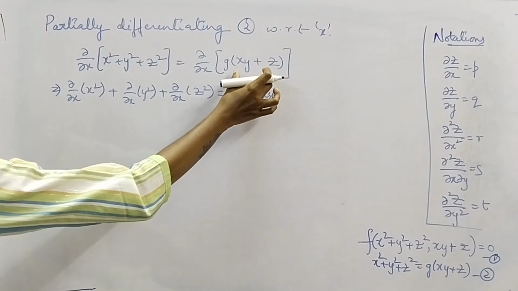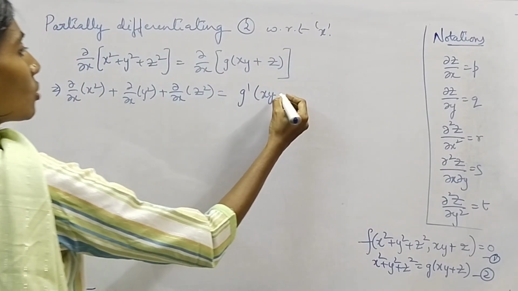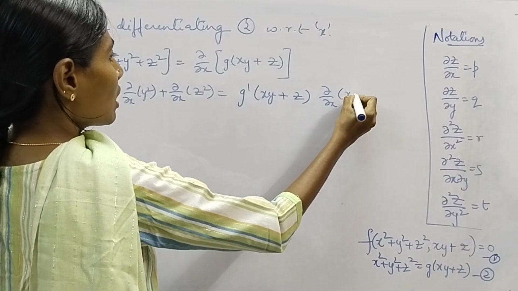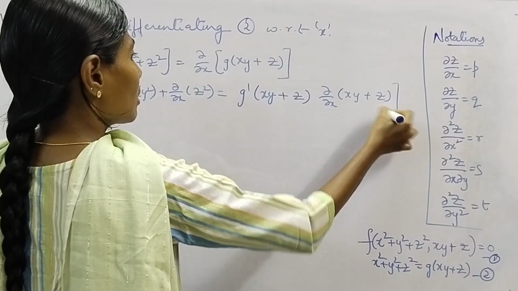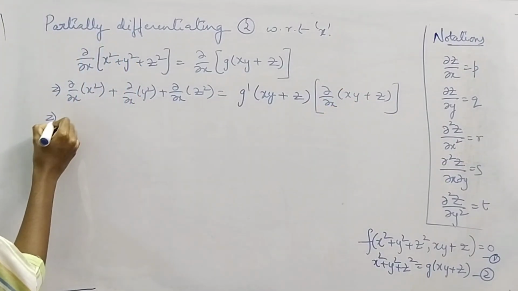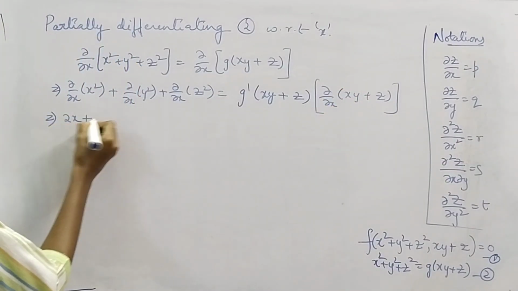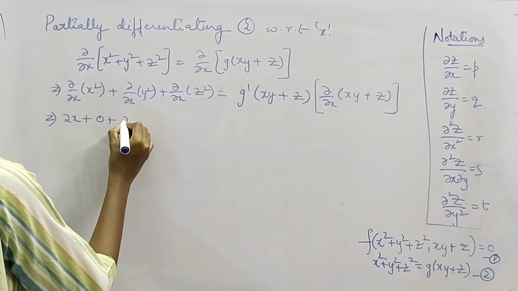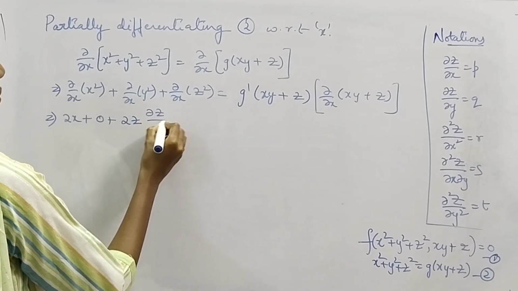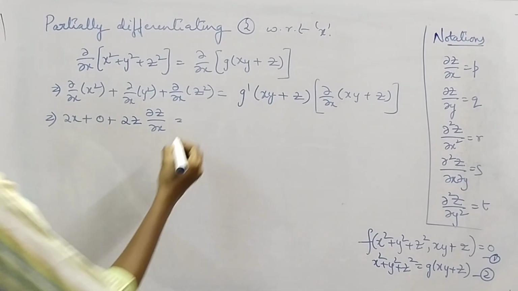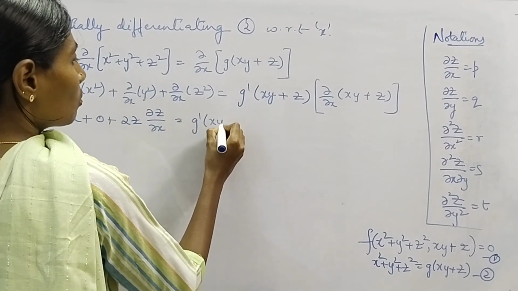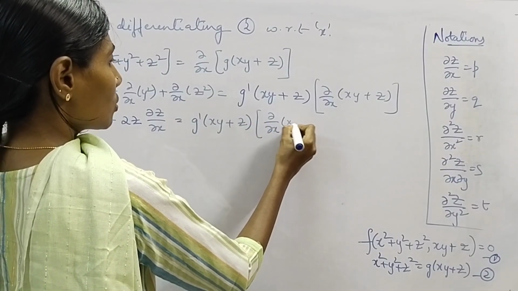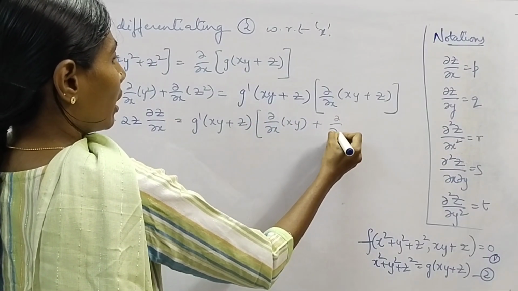Now the partial derivative of g of (xy plus z) is g dash of (xy plus z) into the inner derivative, that is dou by dou x of (xy plus z), right? This gives us the partial derivative of x square is 2x, plus the partial derivative of y square with respect to x is 0, plus the partial derivative of z square with respect to x is 2z into dou z by dou x. This is equal to g dash of (xy plus z) into the inner derivative, dou by dou x of xy plus dou by dou x of z.